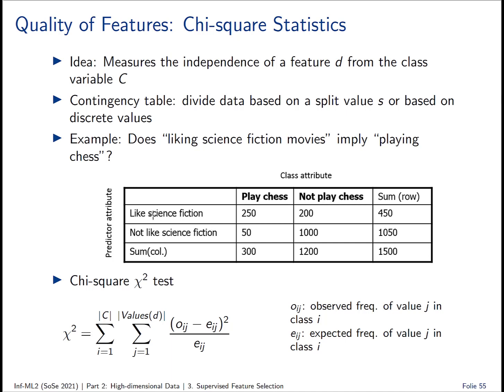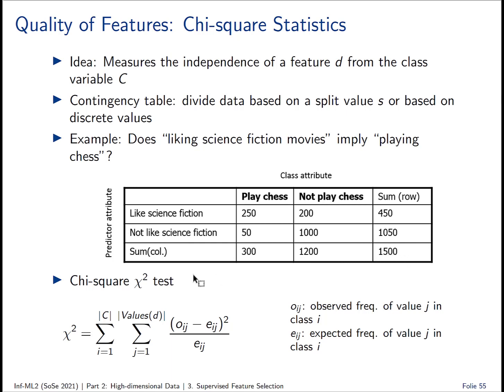We have 450 observations that like science fiction, and 250 of them play chess and 200 of them do not play chess. And then we have 1,050 observations that do not like science fiction, 50 of them play chess, 1,000 do not play chess. And we have here all the summaries. So in summary, we have 1,500 observations.